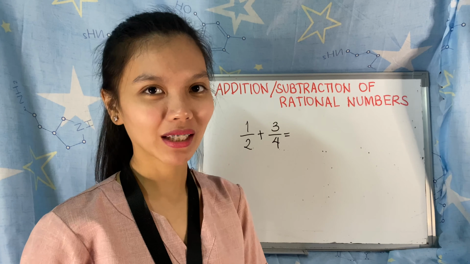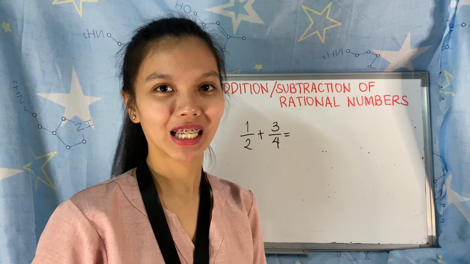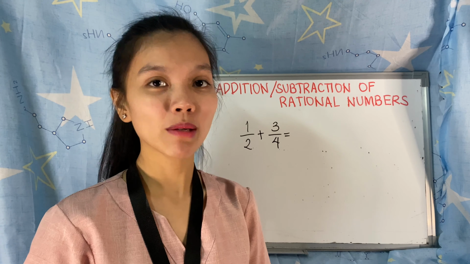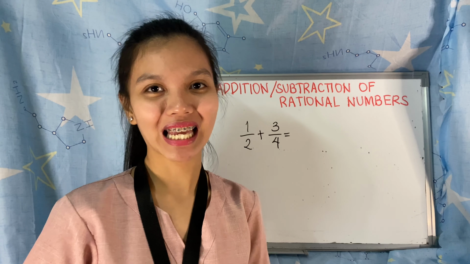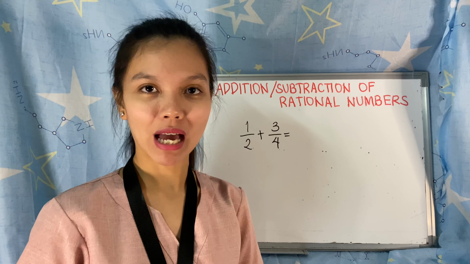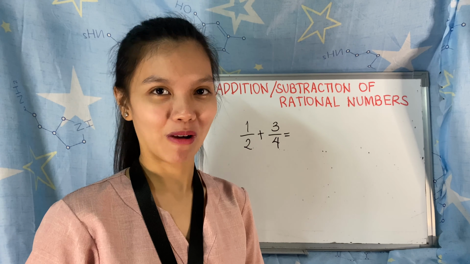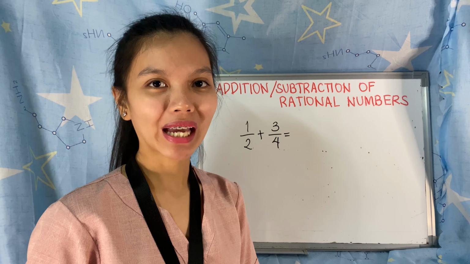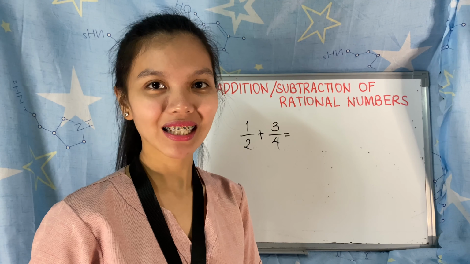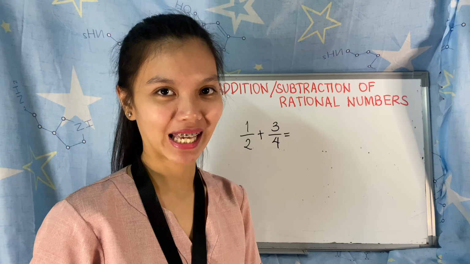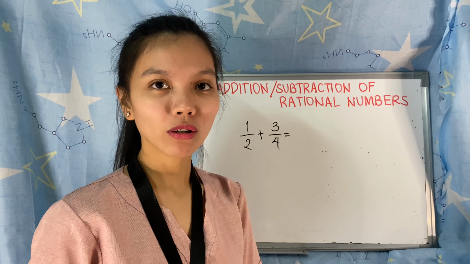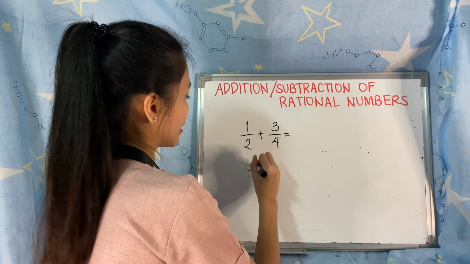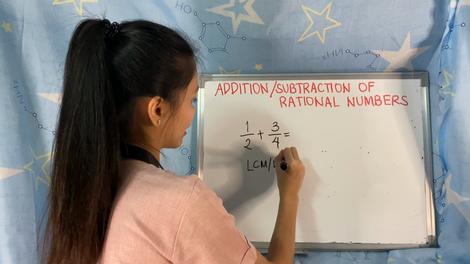So, in our rhyme earlier, if adding or subtracting is your aim, the bottom numbers must be the same. The bottom numbers there mean the denominators. So, our denominators should be the same. If the denominators are different, you are going to get the LCD. LCD stands for the least common denominator. We can look for the LCD using also the LCM.